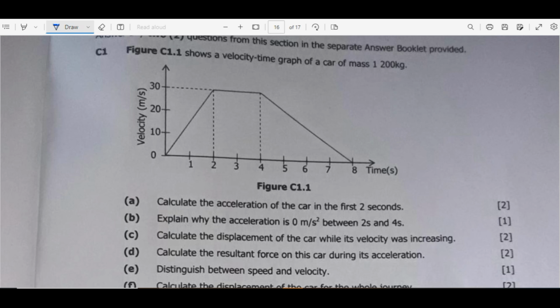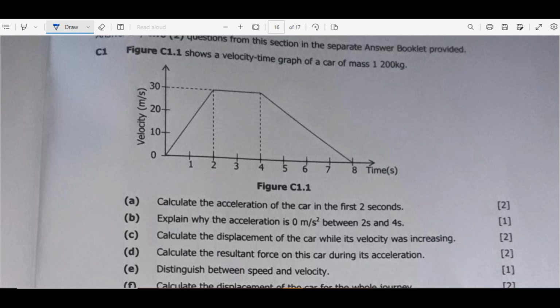Figure C1.1 shows a velocity time graph of a car of mass 1200 kilograms. The velocity time graph has velocity in the y-axis, as we can see, and time in the x-axis. Now we can see the first question is, calculate the acceleration of the car in the first 2 seconds.